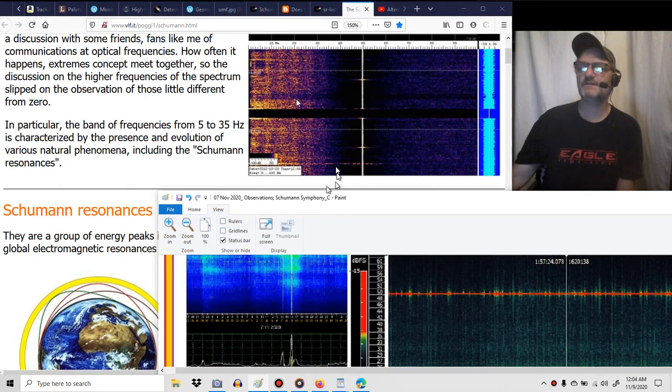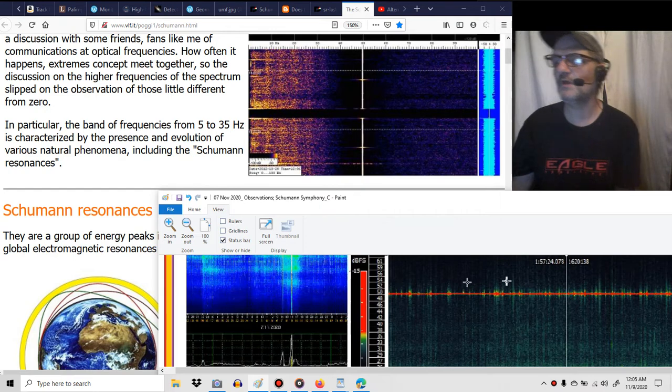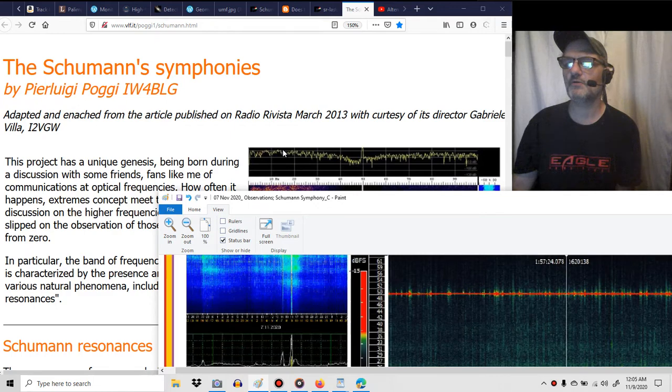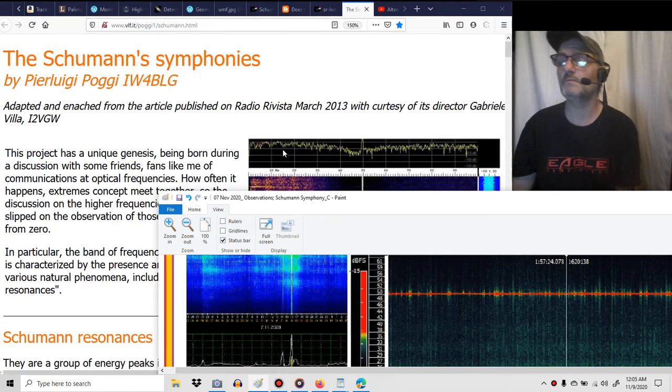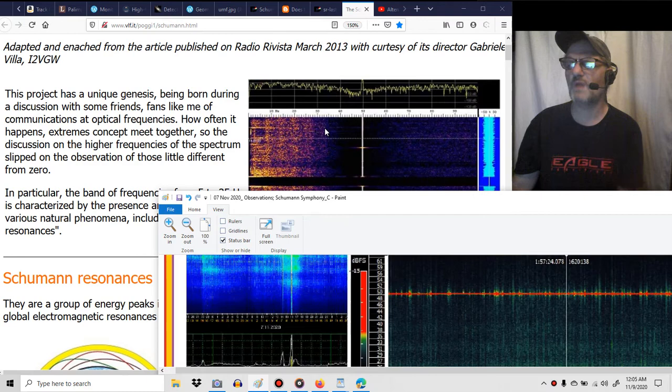These are three examples of the spectrograms that are presented. Of course, the first one is the Schumann resonance, the one from Tomsk that we're all familiar with. Now, the bottom and the top ones here are from the same article by Pier Luigi Poggi. IW, this is a shortwave radio license number, if I'm not mistaken.